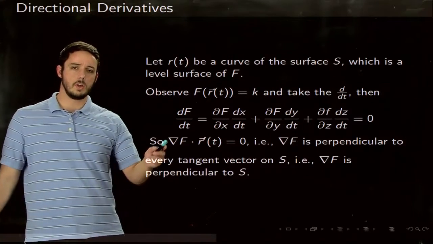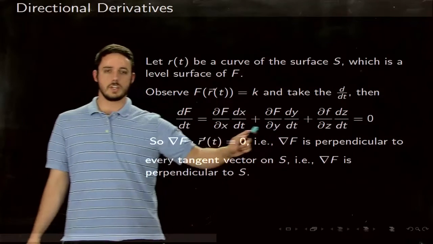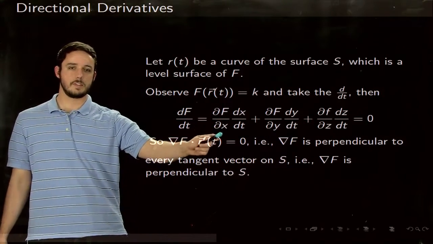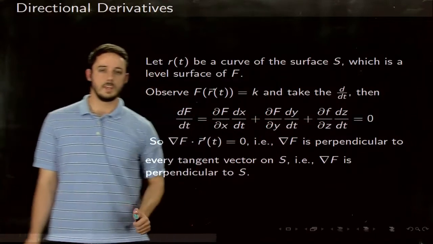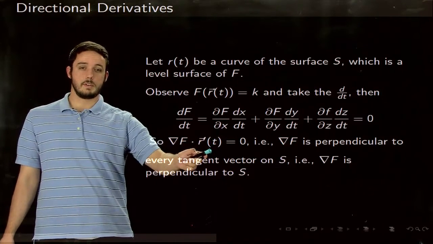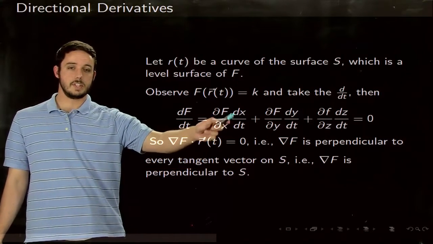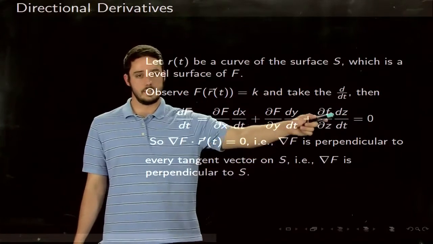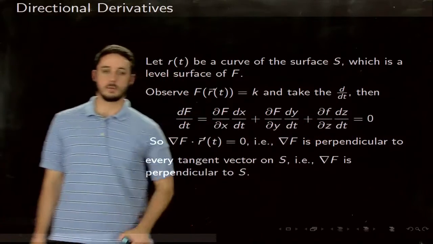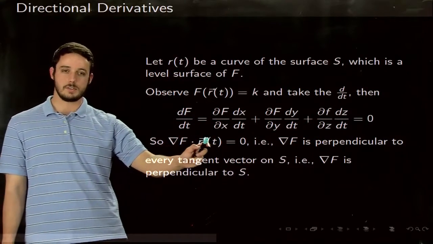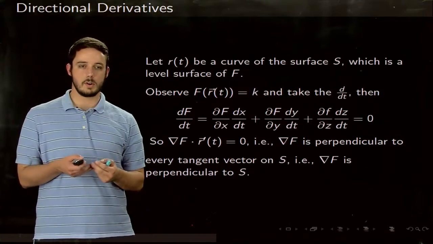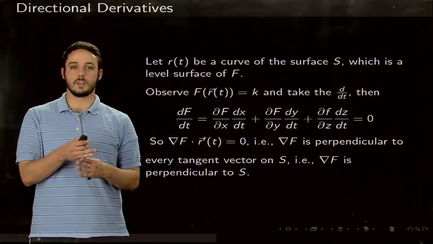So what does that mean? Well, what is this expression? This is just a dot product of the gradient of f, which is df dx, df dy, df dz, and the derivative of r with respect to t. Because the derivative of r with respect to t is dx dt, comma dy dt, comma dz dt. So if we take the dot product of those, we get this expression, which has to equal 0. So the dot product of these two has to equal 0. And what does it mean for the dot product of two things to be 0? It means that they're perpendicular to each other.